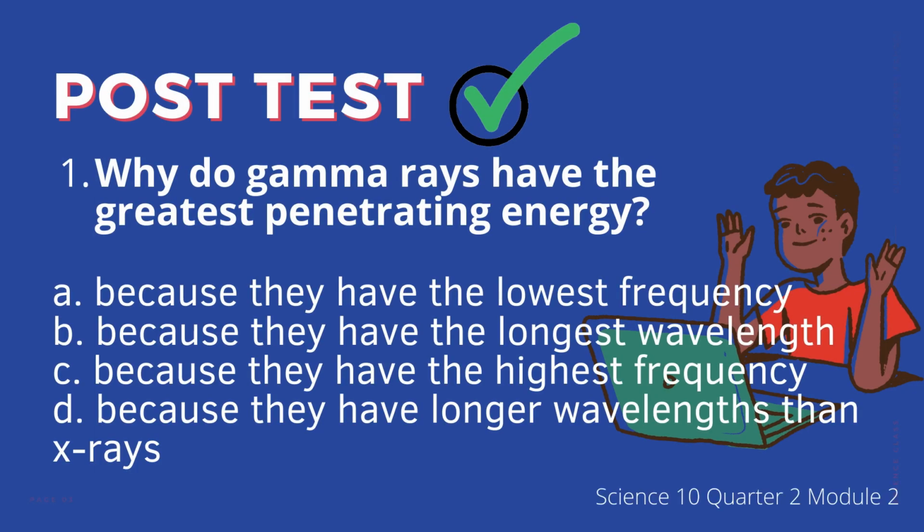1. Why do gamma rays have the greatest penetrating energy? A. Because they have lowest frequency. B. Because they have the longest wavelength. C. Because they have highest frequency. D. Because they have longer wavelengths than X-rays.